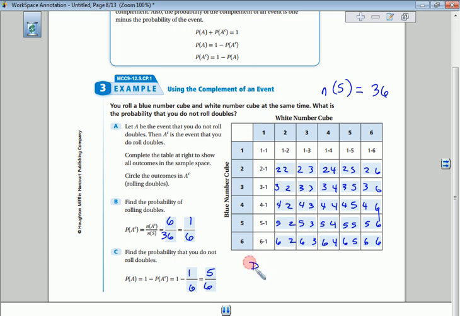Okay? What is the probability that the sum is less than 4?